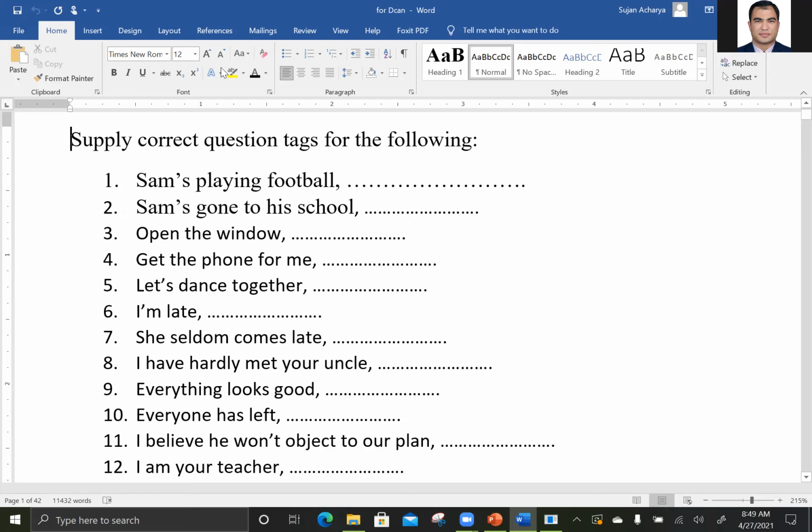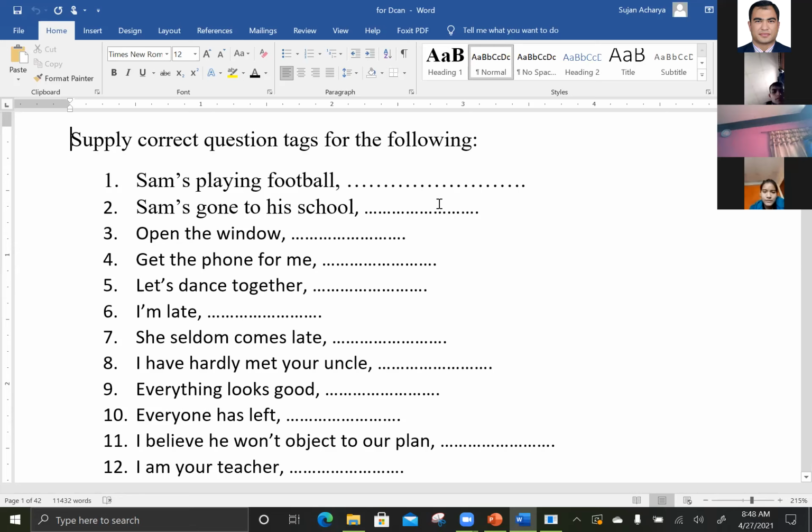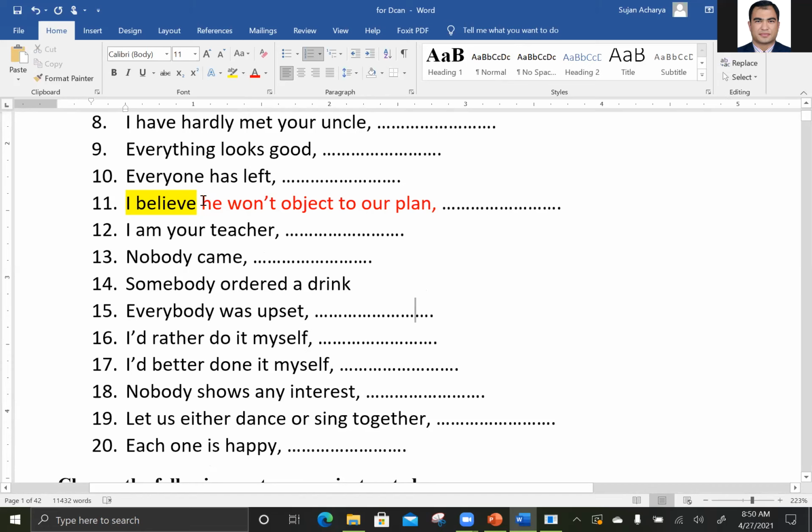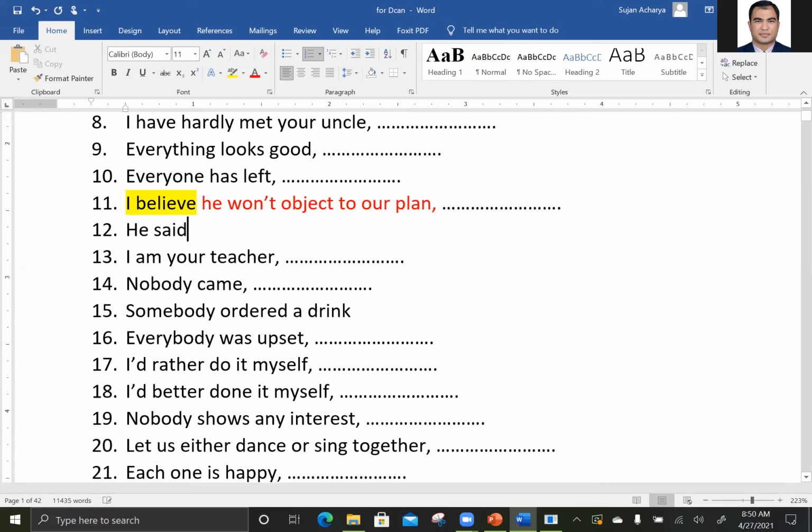One is this part. Object means night. So the other one is this part. When we have two parts like this, we usually keep the question tag to the complete sentence. The dependent clause is a group of words, a clause. And he wants to object to our plan is a complete sentence. If a sentence consists of, he said that he would come to meet me.